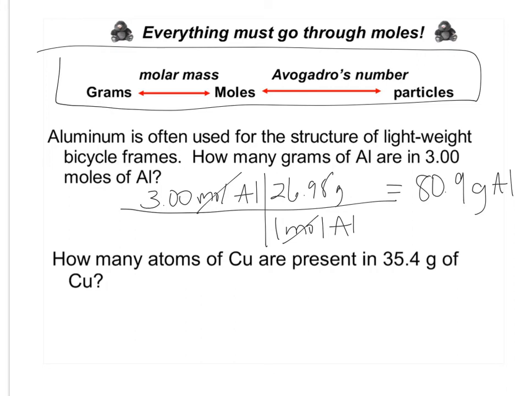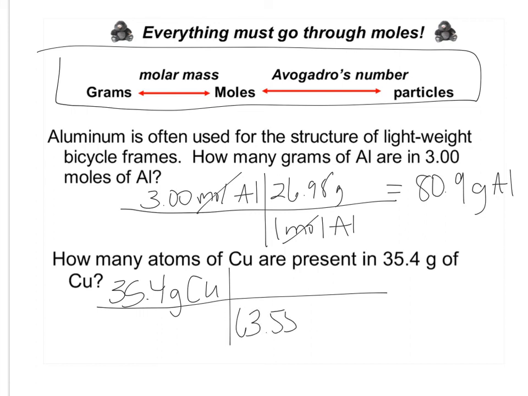How many atoms of copper are present in 35.4 grams of copper? I'm going to start with what the problem gave me, 35.4 grams of copper, and I want to go to atoms. Well, I have to go to moles first. I know from the periodic table I can use the molar mass to get to moles. That'll get rid of my grams. But I want atoms, not moles. So I'm going to use Avogadro's number. 1 mole of anything, right, is 6.02 times 10 to the 23rd atoms.